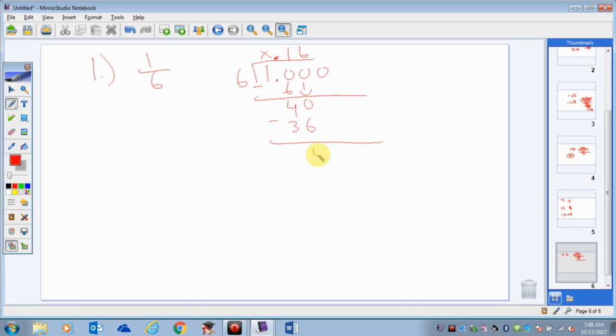40 minus 36 is 4. Bring down a 0. 6 will go into 40 6 times. 6 times 6 is 36. Come out with a 4, and we can see that the 6 is going to repeat here. So I'm going to have 0.16, and this part repeats. I can lose everything to the right of it. So I've got 0.16 with a bar over the 6 for bar notation, showing that that 6 will repeat.